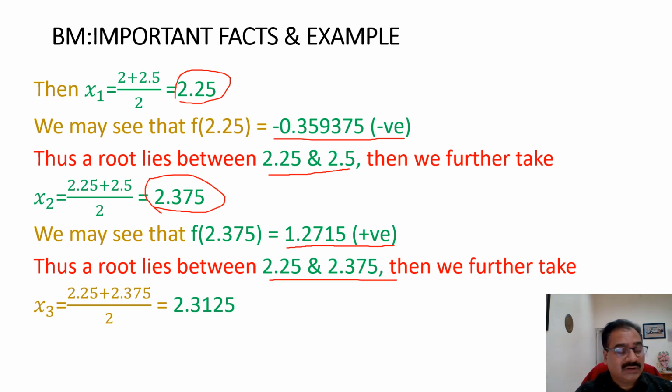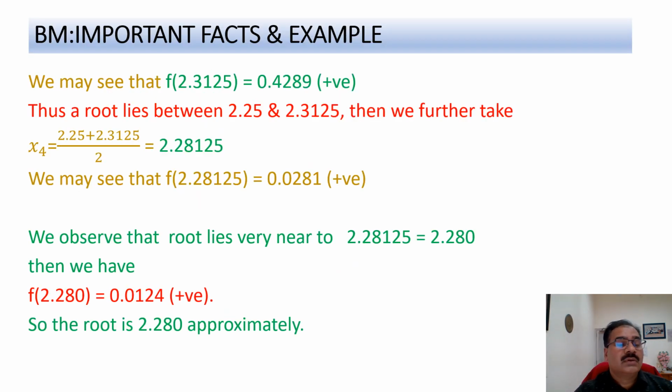Then we further take x3. x3 is the bisection of these two, that is 2.3125. f(2.3125) is 0.4289. Thus a root lies between 2.25 and 2.3125. And we further take x4. x4 is the sum of these two divided by 2, and the value you will get is 2.28125. So we may see that the function value at this is 0.0281.